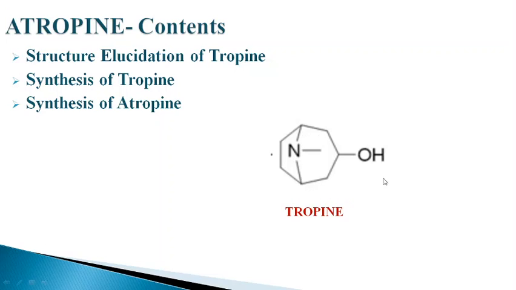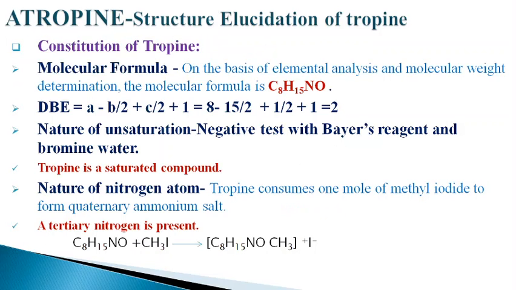This is the tropine molecule. You can say it is a bicyclic compound, an alcohol with an N-methyl group present. It is known as tropine. We will elucidate the structure of tropine. The structure elucidation of tropine is based on classical methods of chemical analysis.